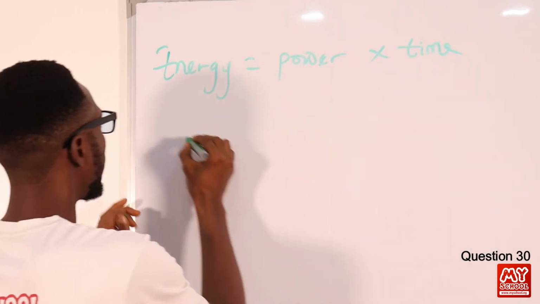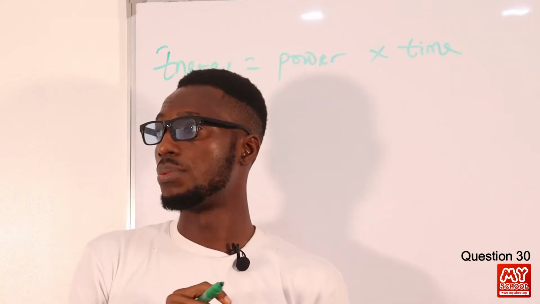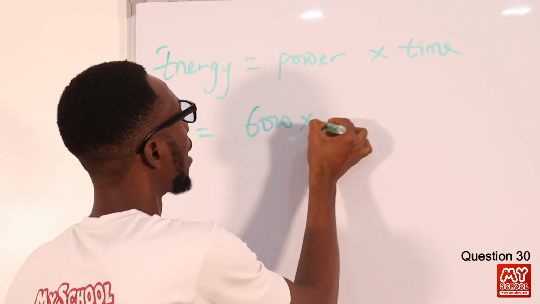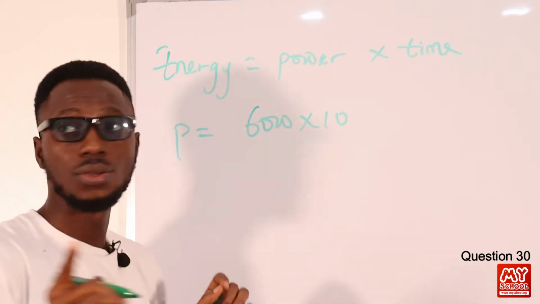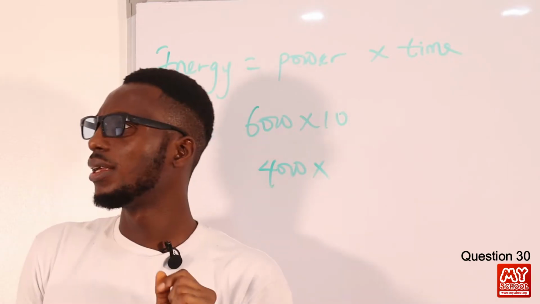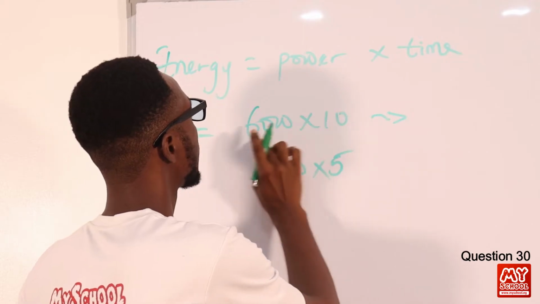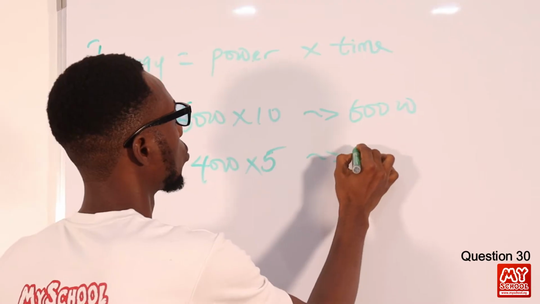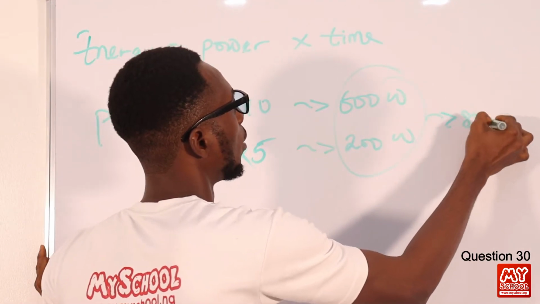So considering the power first, we are talking about two different sets of bulbs, right? We have 60 watt bulbs. How many of them do we have? We have 10 of them, isn't it? Then we also have another set of bulbs, that's a 40 watt bulb. How many do we have there? Yeah, we have 5 of that. So 10 times this, that is 600 watts. 5 times this, that is 200 watts. So the power consumed altogether should be 800 watts.